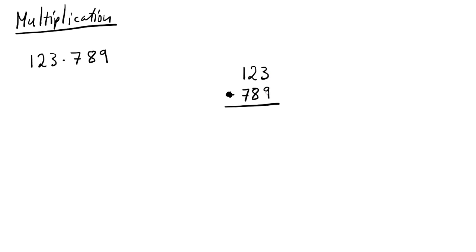So 9 times 3 is 27. You only keep the 7 here, the single one. And 2 we keep in memory, because this 2 now represents tens. So this is 2 tens. And now we multiply 9 and 2. So now we will first see how it works, and then we'll explain why it works the way it does.